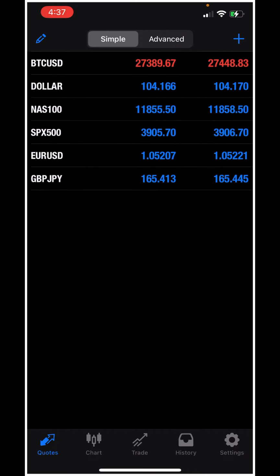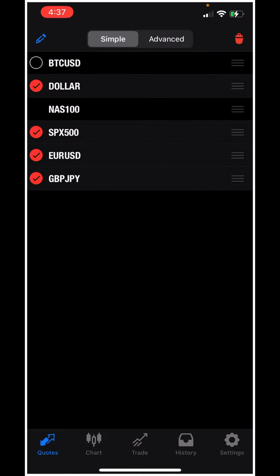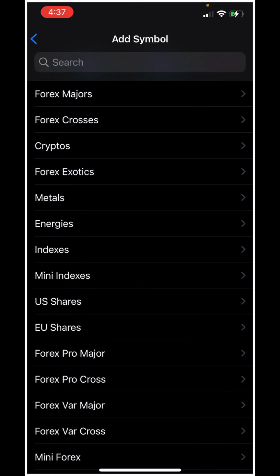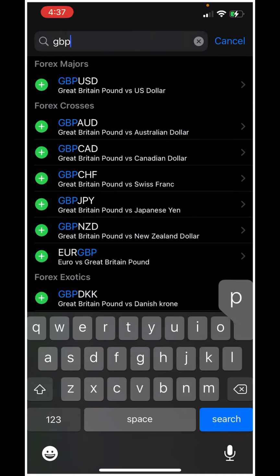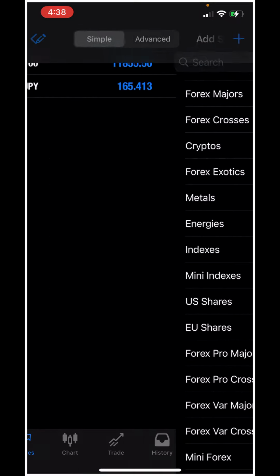And if you don't see this in your pairs, you click this little plus up in the top corner. I'll actually show you what it looks like. So I'll delete all these and then we can see what it actually looks like to edit. So you'll hit the plus in the top. You're going to come up here. You just search GBP JPY. It's a Great British Pound versus the Japanese Yen. Hit the plus and you are all set.